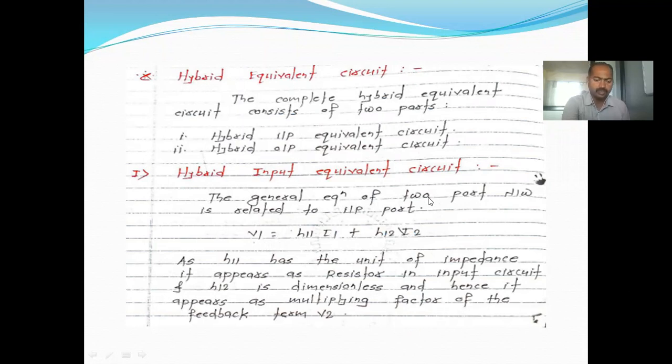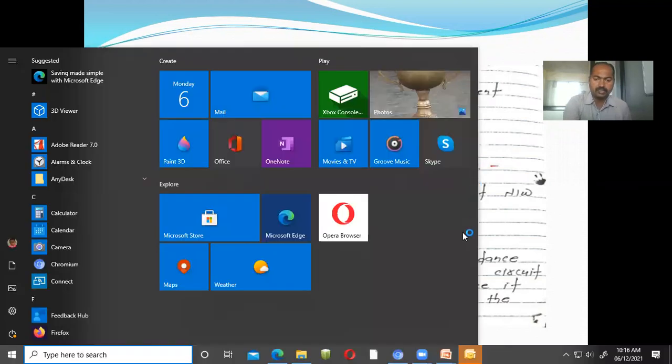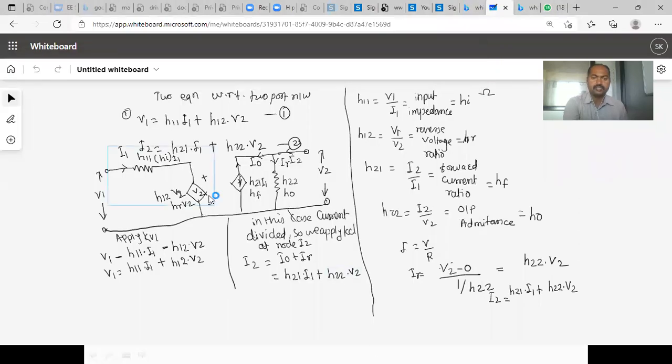When we draw this diagram, one of the important things from the last lecture: these are the equations with respect to the two-port network. V1 is equal to H11 I1 plus H12 V2, and I2 is equal to H21 I1 plus H22 V2, right? These are related to the input, and these are related to the output. So how do we draw the same diagram here?